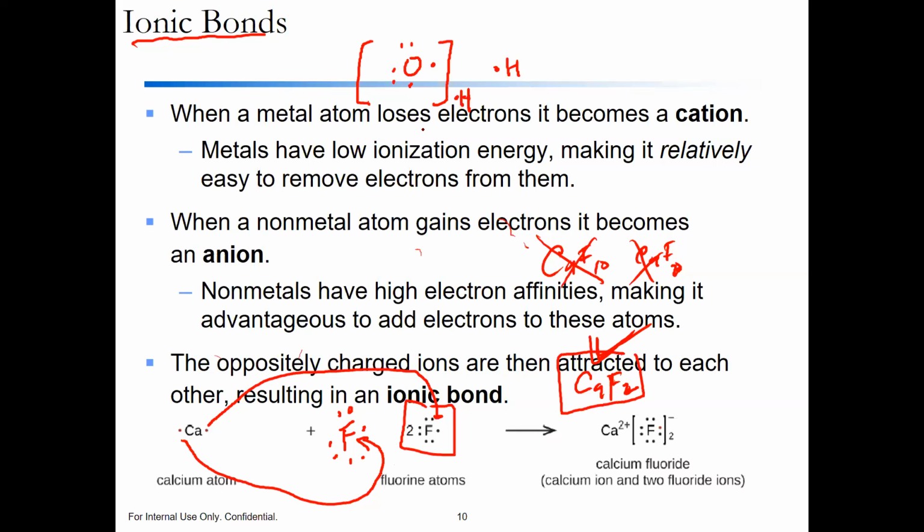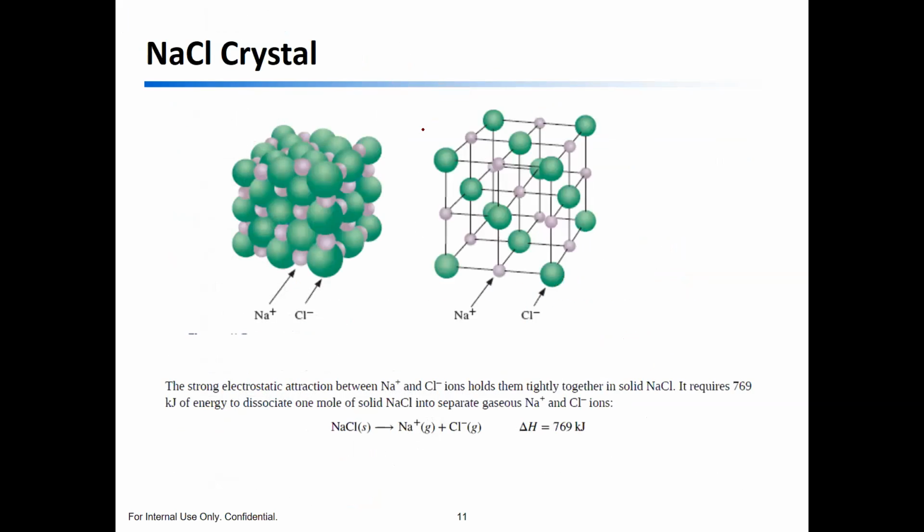But we're a little bit ahead of ourselves. Yeah, so we're not there yet. This is an ionic bond. H2O is something called a covalent bond. We're going to talk about that in 30 minutes from now. So we're not there yet.